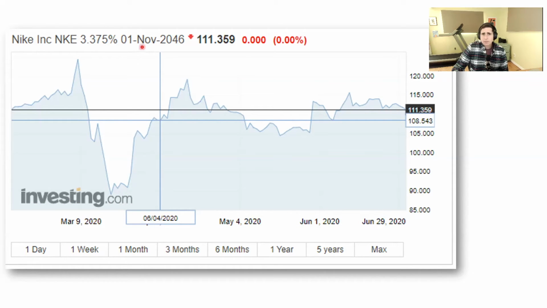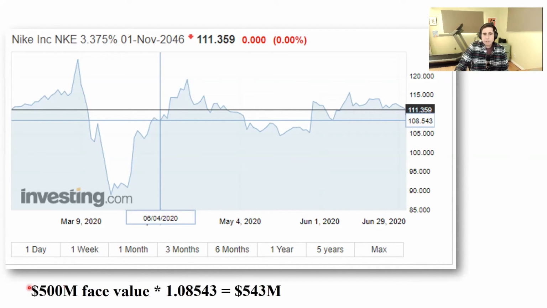Here's the Nike bond, maturity date of November 1st, 2046. Right now it's trading at 111.359. But on June 4th, 2020, which was just 4 days after May 31st, 2020, it was trading at 108.543. What does that number mean, 108.543? Well, it's relative to $100 of face value. This bond is an aggregate of $500 million of face value. But for every $100 of face value, how much does it cost to buy this bond on June 4th, 2020? It costs 108.543. So let me do this calculation.